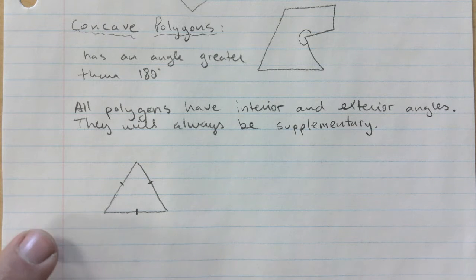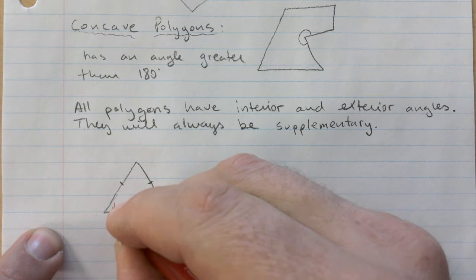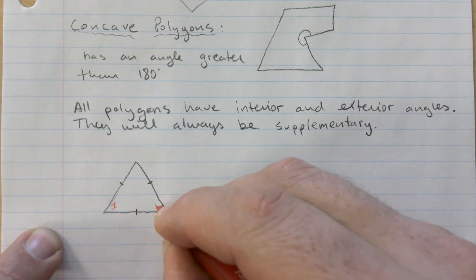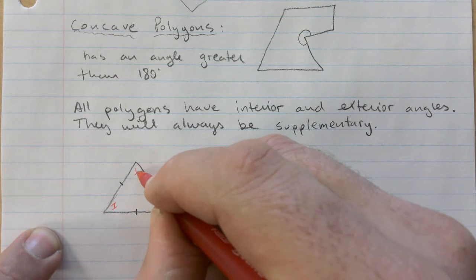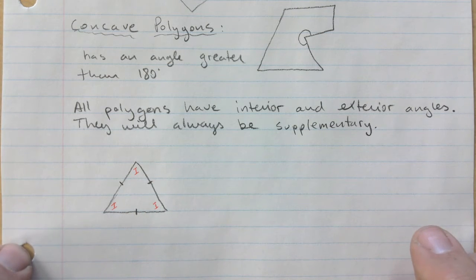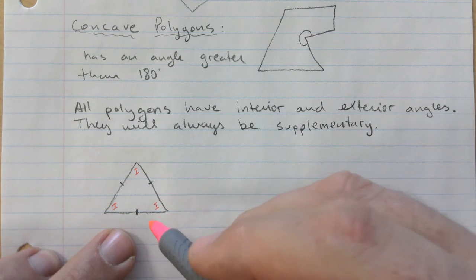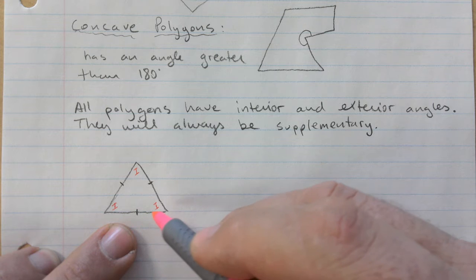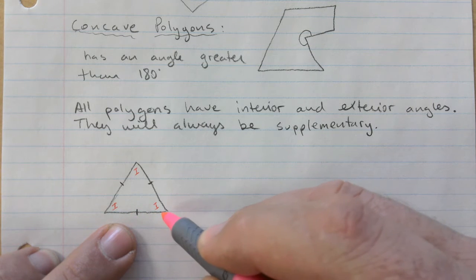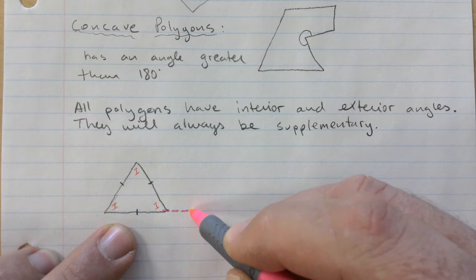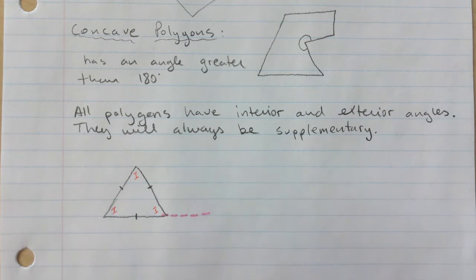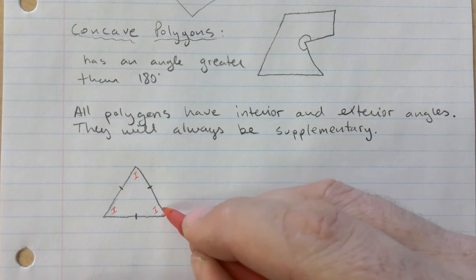This one has three interior angles. There's one here, there's one here, and there's one here. So number of sides, 3. Number of interior angles, 3. Number of exterior angles, 3. So what you do to come up with the exterior angles is you pick one side. So let's say you pick this side. You extend it. And there you have your exterior. This is the exterior angle right here.